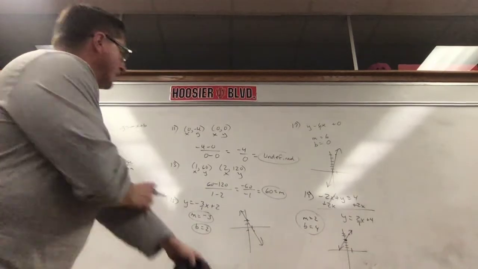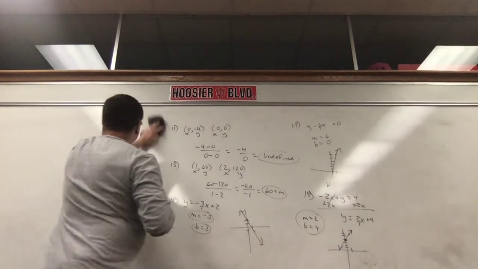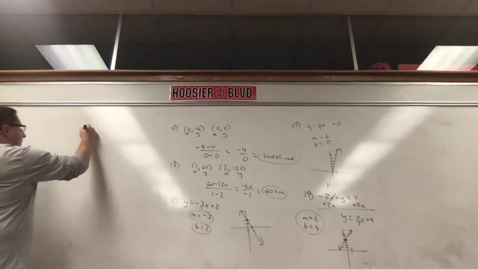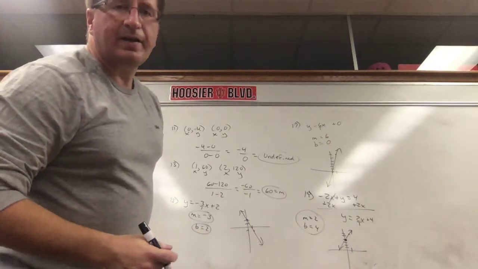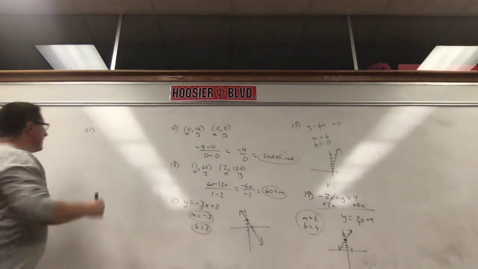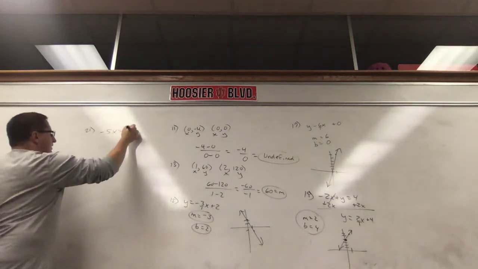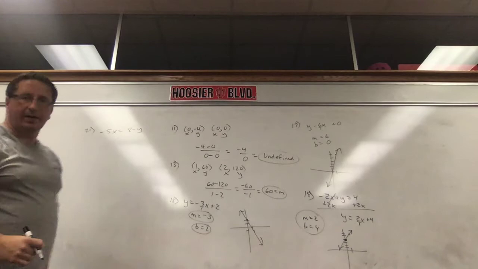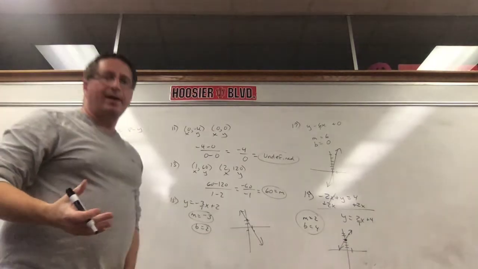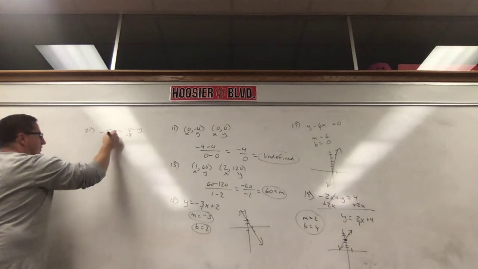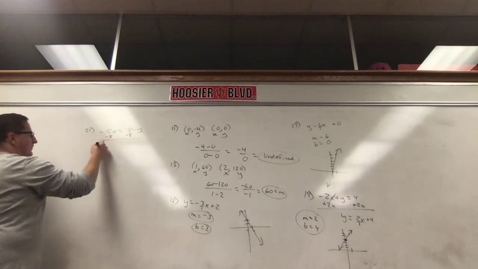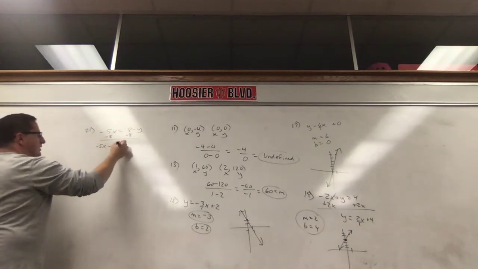So if it's not in slope-intercept form, put it in slope-intercept form. 21. Getting close to being done with this section. 21 says, negative 5x equals 8 minus y. Negative 5x equals 8, take away y. So we've got to get y by itself. So, here's y. We've got to get rid of this 8, so we subtract 8. So we have negative 5x, take away 8 equals y.